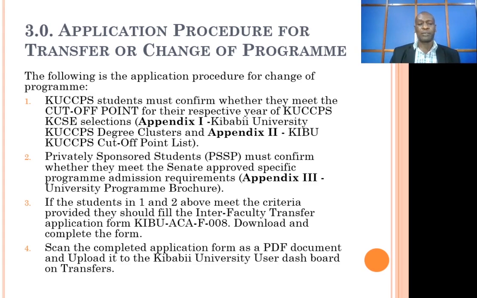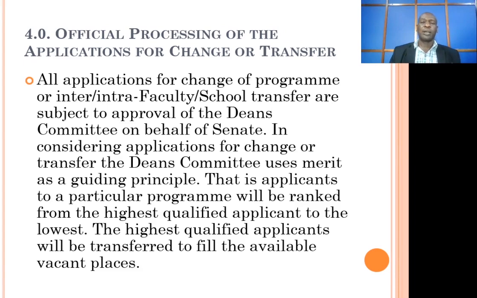Then thirdly, if the students in number 1 or 2 above meet the criteria provided, they must fill the inter-faculty transfer application form, which they will download, and then they complete in writing, and they attach their qualifications. If it's the KCSE results, they attach. Then they scan both the documents as a PDF document and upload to the Kibabi University user dashboard on transfers. Now, on number 4, we have the official processing of the application for change or transfer.